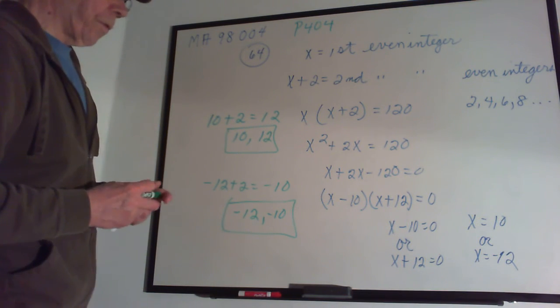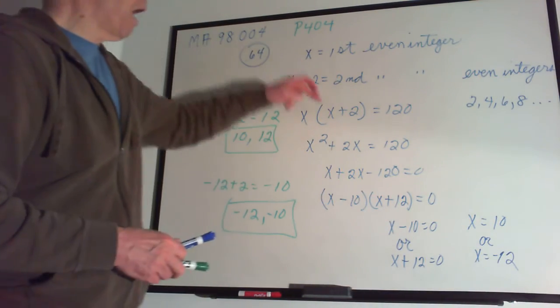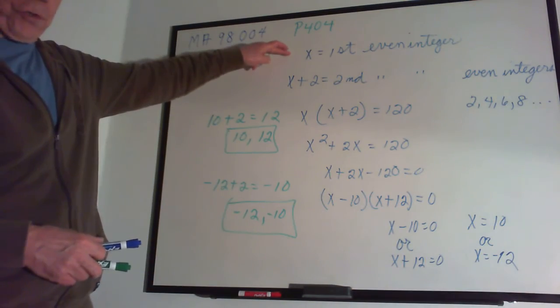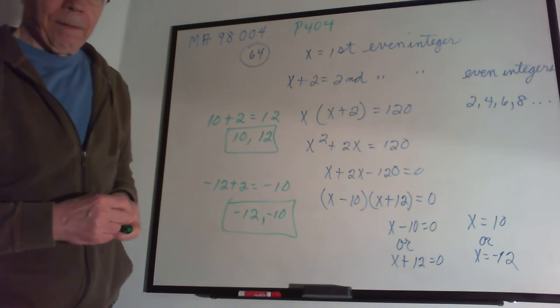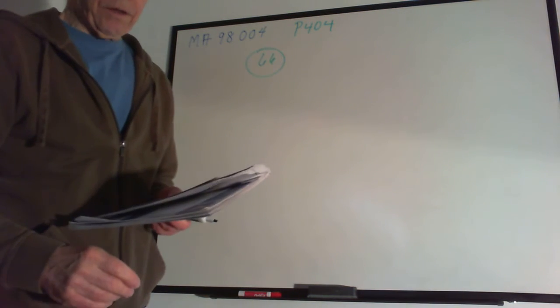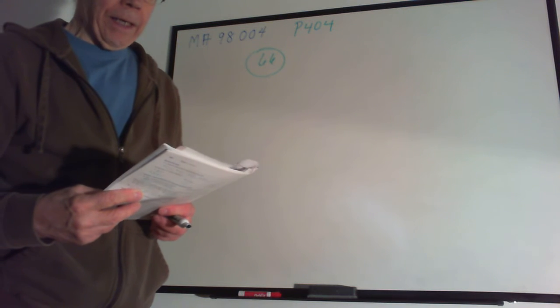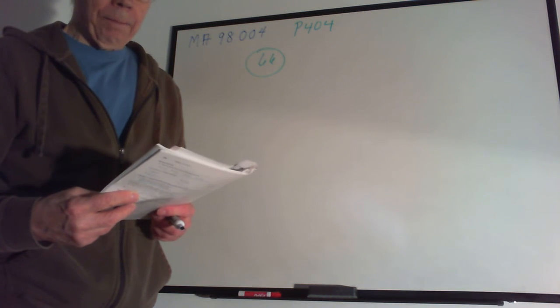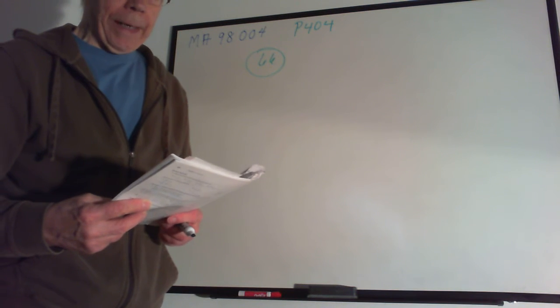So either both of them. Remember, you're just getting the answer here for x. That's the first even integer. The second one, you have to add 2 to it. Take a look at problem 66, read it, and try to do it. Pause the video, I'll do it on the board, and then you can come back to the video.